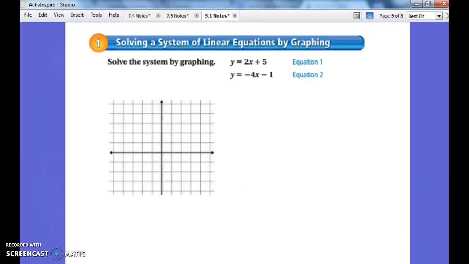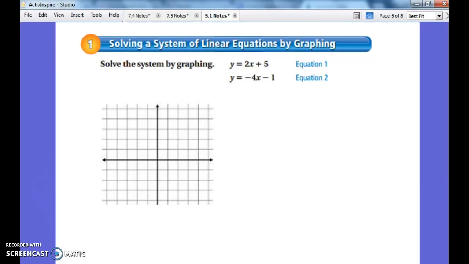In example 1, it says solve a system of linear equations by graphing. Solve the system by graphing. You have equation 1, which is y equals 2x plus 5, and equation 2, which is y equals negative 4x minus 1. So let's graph both of these using the knowledge that we already know.